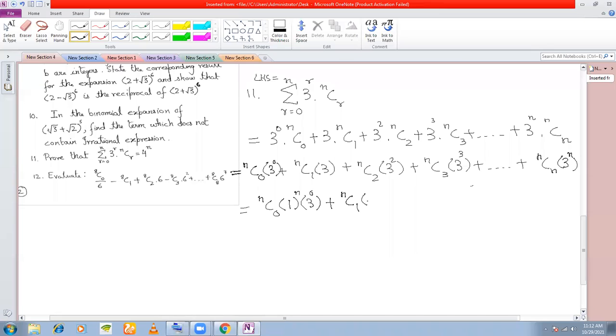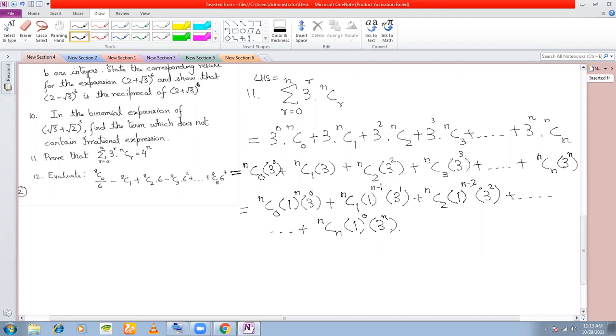nC1, I can write the next one as 1 to the power of n minus 1 into 3 to the power of 1. Next term I can write as nC2, 1 to the power of n minus 2 into 3 square, plus, and I continue this till nCn, 1 to the power of 0 into 3 to the power of n. Now check, what kind of an expansion is this? Can we write it in this way or not? Just check.